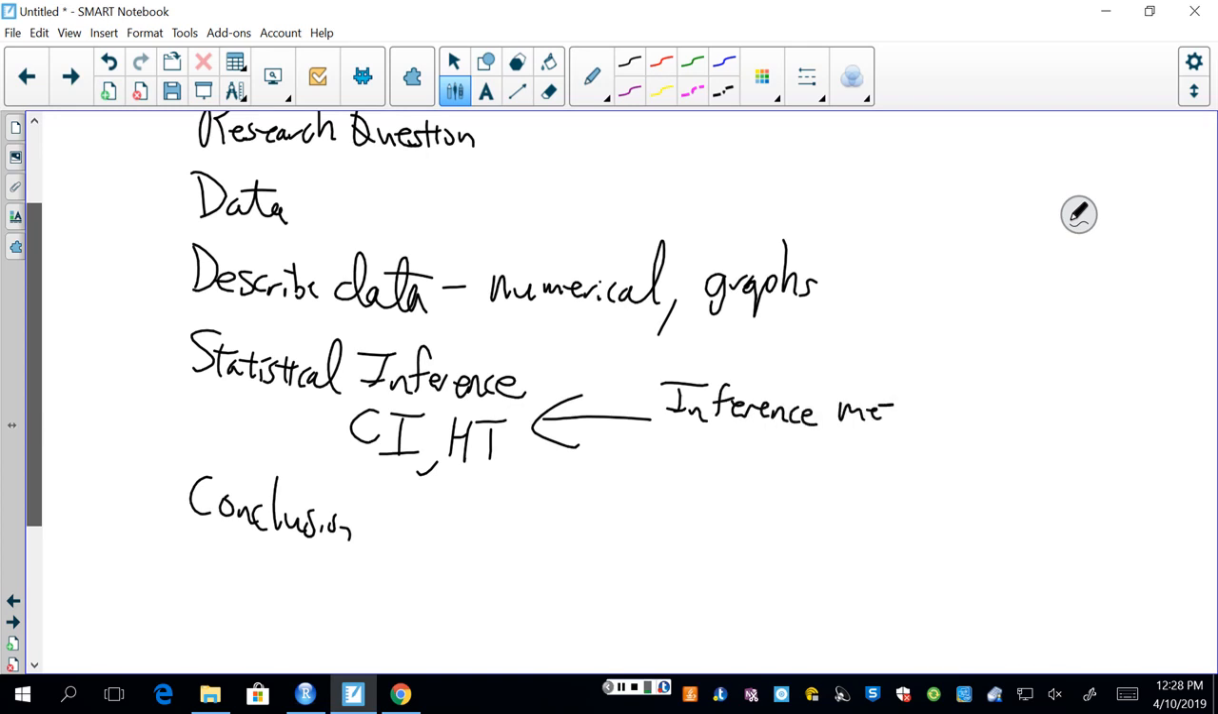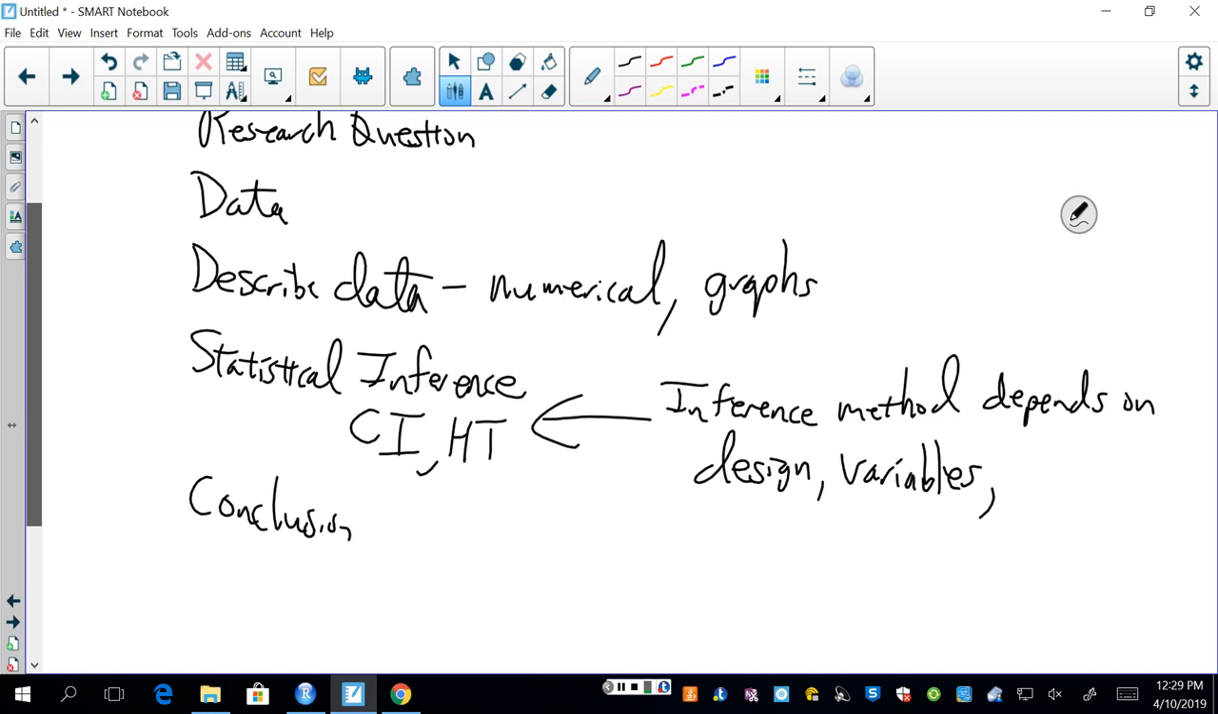So the inference method depends on the design of the study. Do you really have independent groups, or was there some type of pairing or matching going on? What variables are you actually recording? Are they quantitative? Are they categorical? What would you do? Sometimes what exactly you would do relates to sample size.